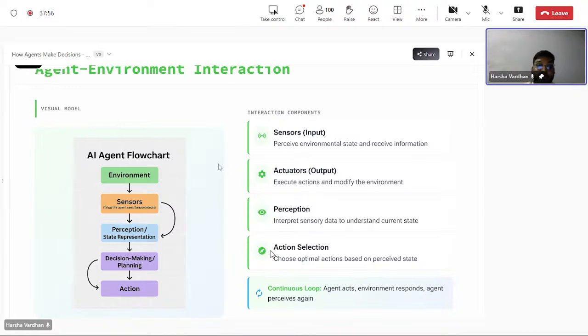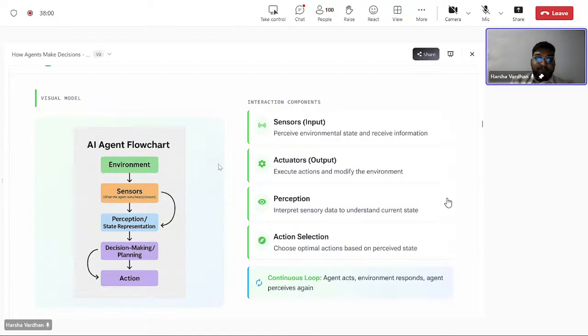The next one is agent environment interaction. We can see a flowchart saying environment, sensors, perception, decision making, and action. That's the flowchart of the things we just talked about. Let's have a look at where the decisions are being made, or where the chain of command goes. From the environment, the data goes into sensors, and from sensors, they go to perception or state representation. After perception and state representation, we move to a part where the AI takes decisions based on the perception. Next, after the decision is made or the plan is done, we move to something called action.